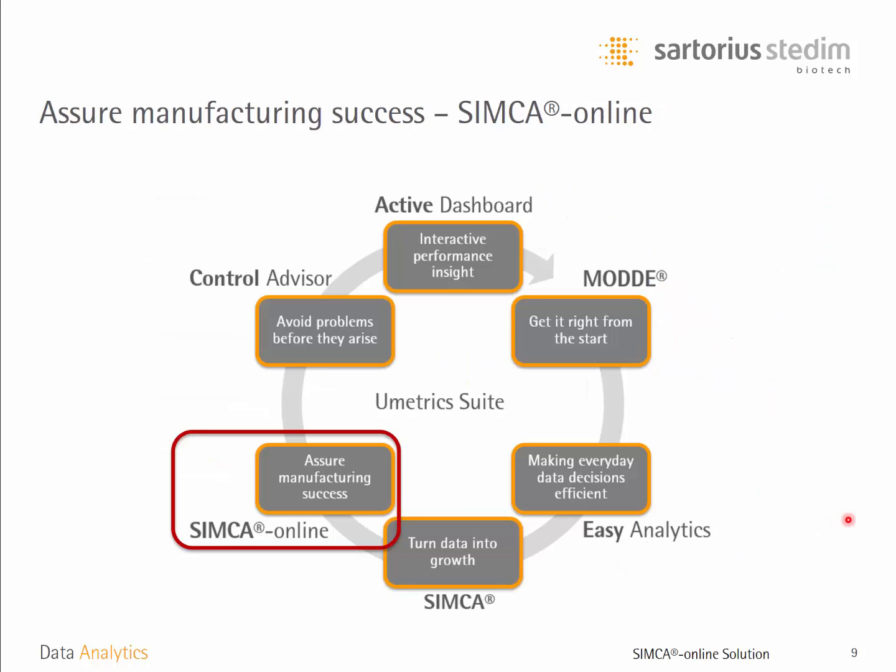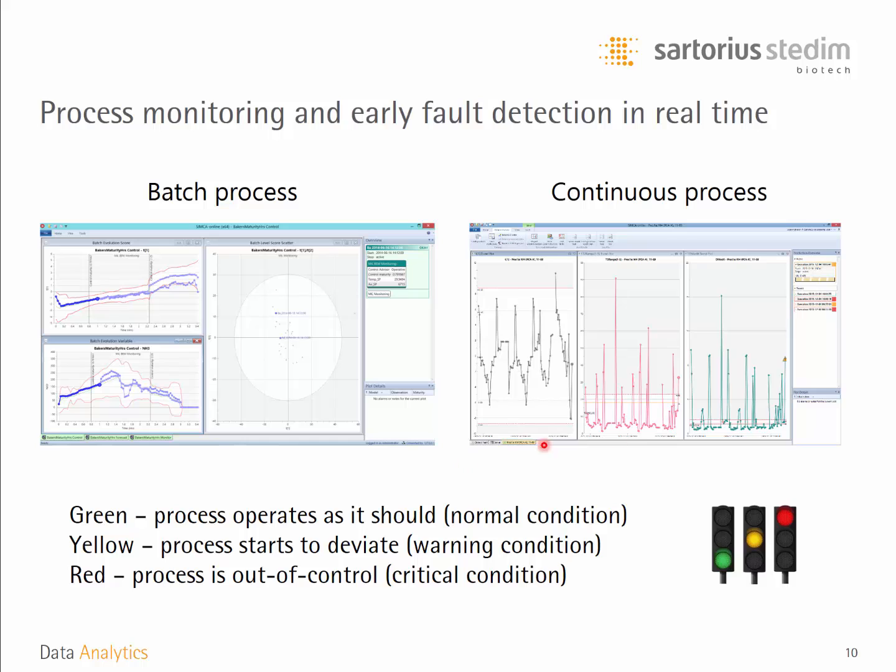The output of the SIMCA software is often models that are deployed in a real-time setting inside the SIMCA-online software. The SIMCA-online software is there to help our clients and users assure manufacturing quality and success. And with the SIMCA-online software, you can accomplish process monitoring and early fault detection in real time. And the solution can be used both for batch processes and continuous processes.